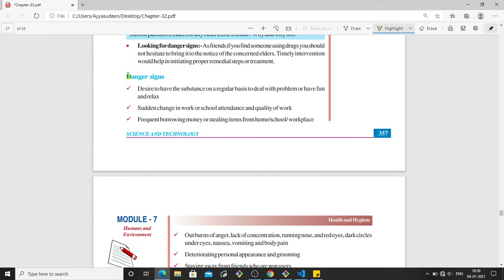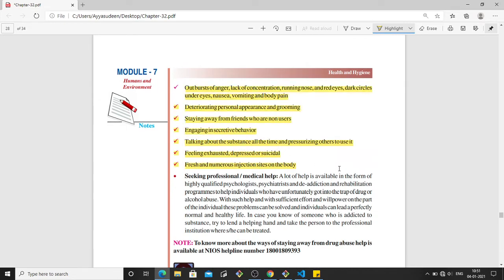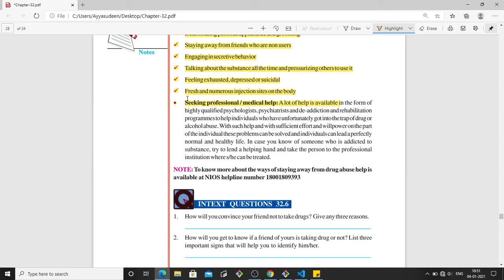Okay, so they have given the danger signs. So if there is a sudden change in work or school attendance and quality of work and all these things, those are some danger signs. Okay, so professional and medical help should be sought.